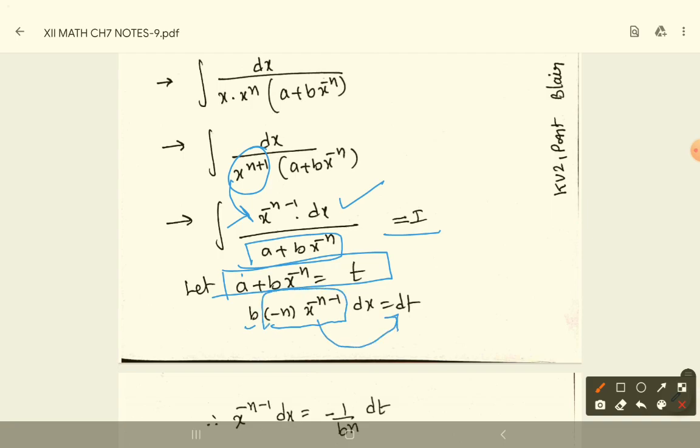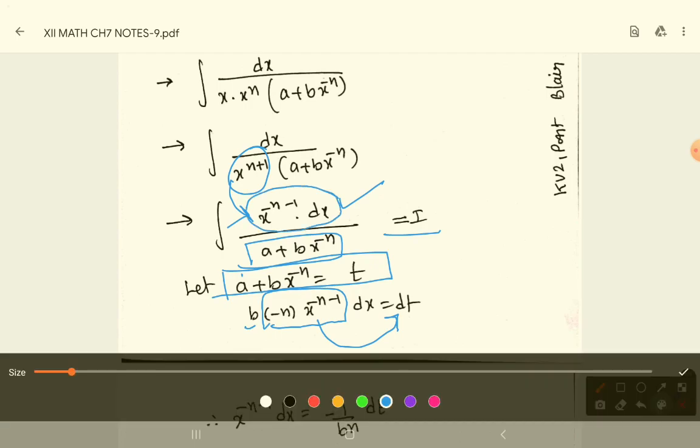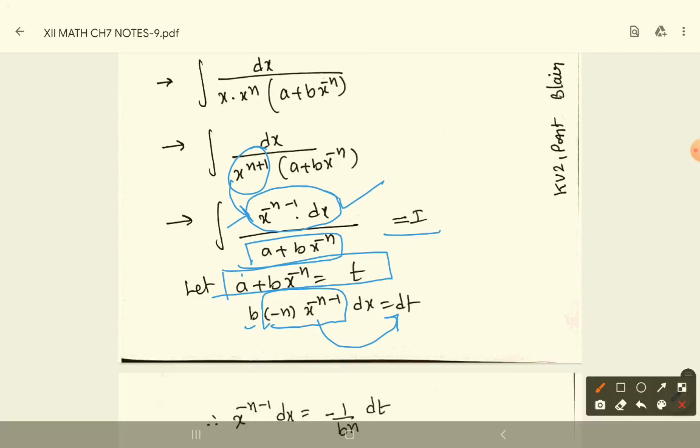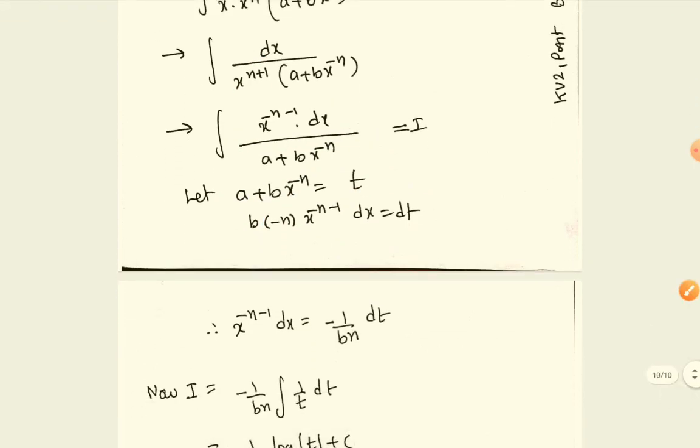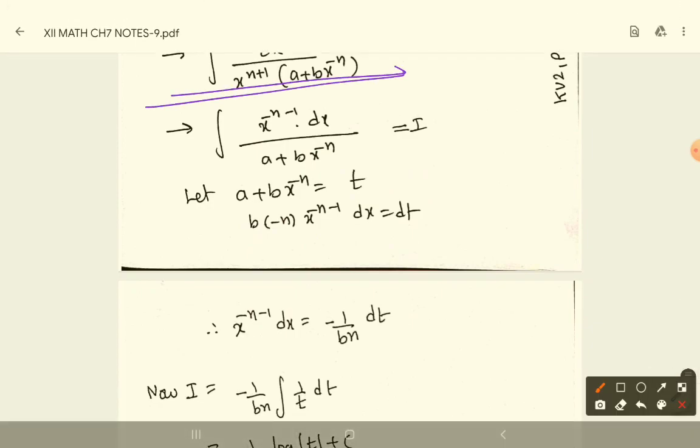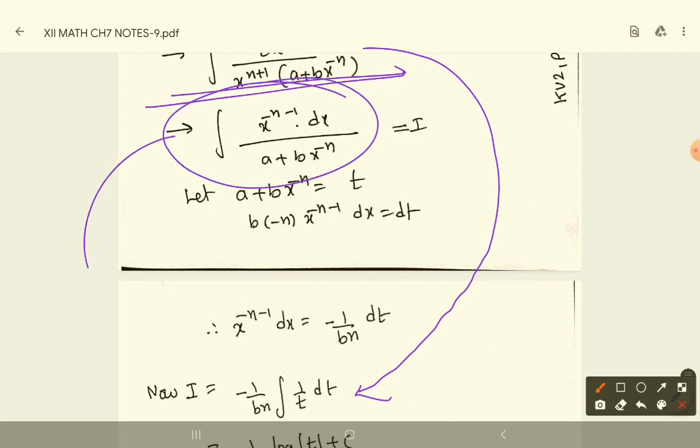So then what will happen? I want x power minus n minus 1 dx only, so the other factors which are not required, like b into minus n, should be sent to the right side. So I get x power minus n minus 1 dx is equal to minus 1 by bn into dt. Then finally we can express this integration like this, minus 1 by bn into 1 by t dt.